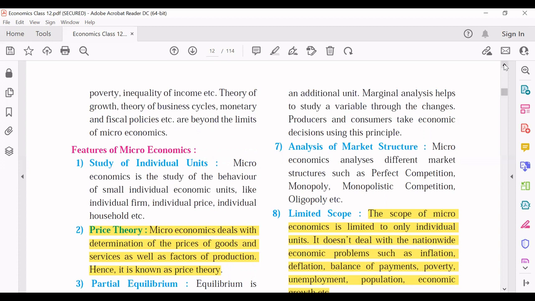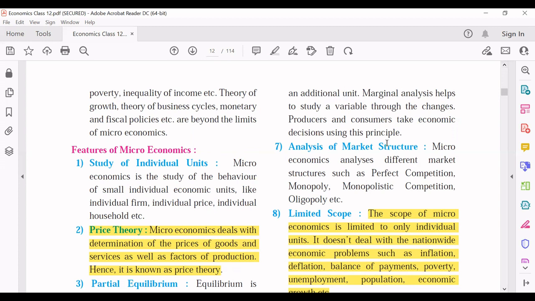So this marginal analysis helps to study variables through the changes. When we are going through utility, marginal utility is there. If there is demand and one unit is added, then what will happen? Such analysis helps us study the variables here. So producers and consumers take economic decisions using this principle.